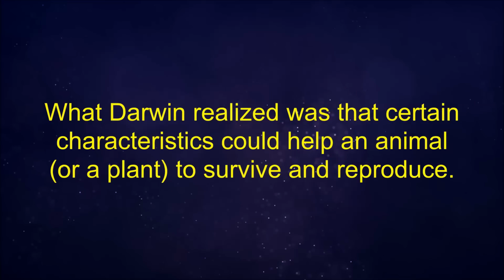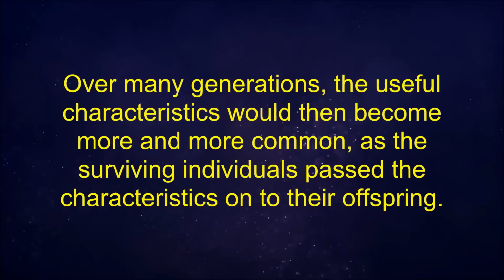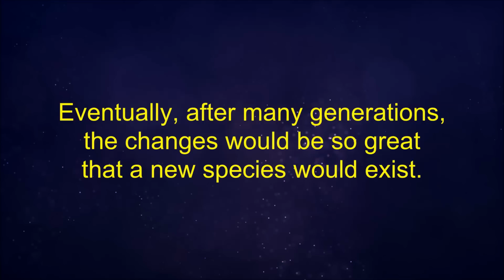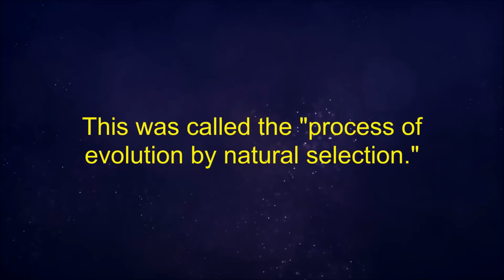What Darwin realized was that certain characteristics could help an animal or a plant to survive and reproduce. Individuals that lacked those characteristics would become more likely to die without reproducing. Over many generations, the useful characteristics would then become more and more common as the surviving individuals passed the characteristics on to their offspring. Eventually, after many generations, the changes would be so great that a new species would exist. In this way, a single species could divide into two or more new ones. This was called the process of evolution by natural selection.